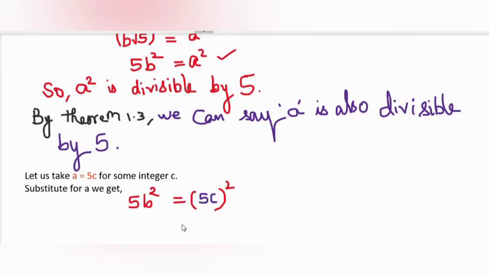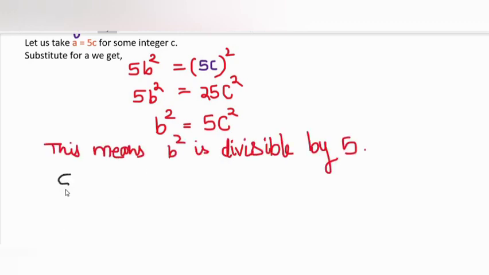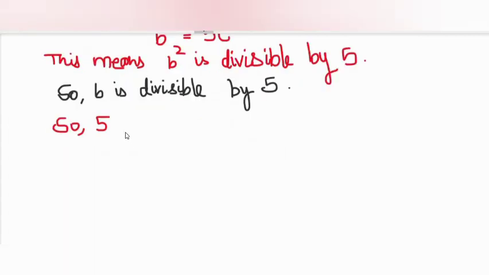So after squaring we get 25c square. So we can cancel 5 on both sides. After cancelling we get b square equal to 5c square. So it means b square is divisible by 5. So we can say b is divisible by 5. So we can say 5 is a common factor of a and b.